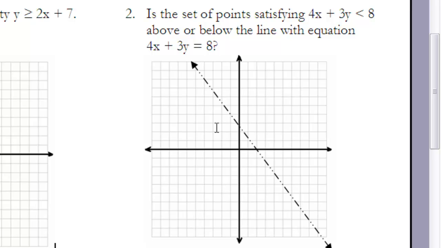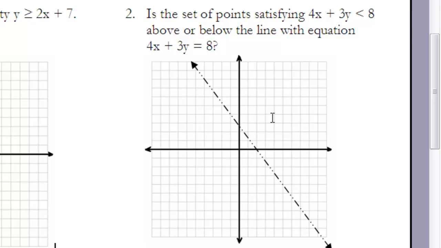Now I want to decide, is it all the points above or below that line? Well, if it's not solved for y, sometimes that's a little bit harder to decide. But the easiest way to do it is to pick a point in one of the half planes. It doesn't matter which one. Okay, either down in this one over here or above the line.